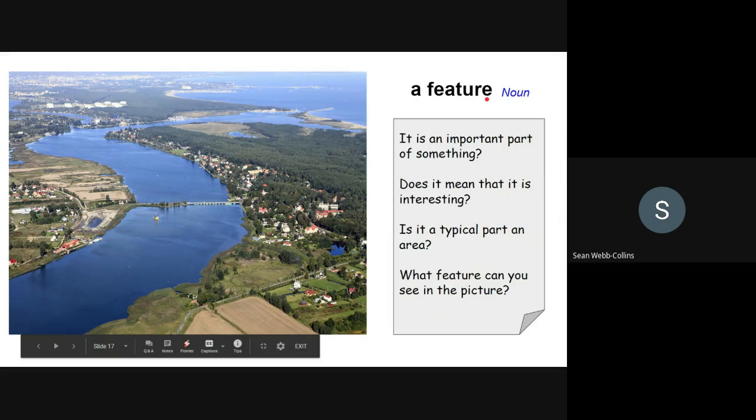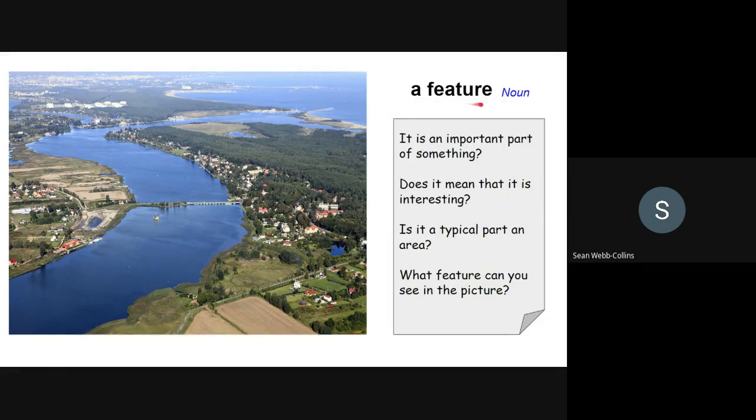A feature. Noun. First question. Is it an important part of something? Again, remember the presenter does not write slides. Is it an important part of something? Yes. A feature is a part of something. For example, in this picture, we can see that a prominent feature of the picture is the bridge over the river. Airbags are a safety feature in cars.